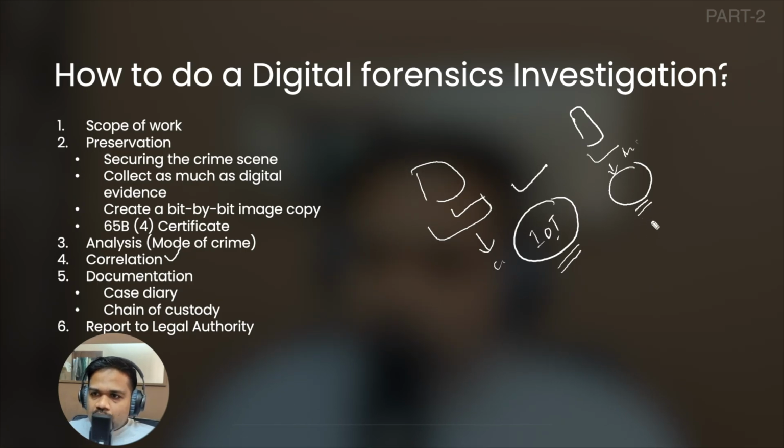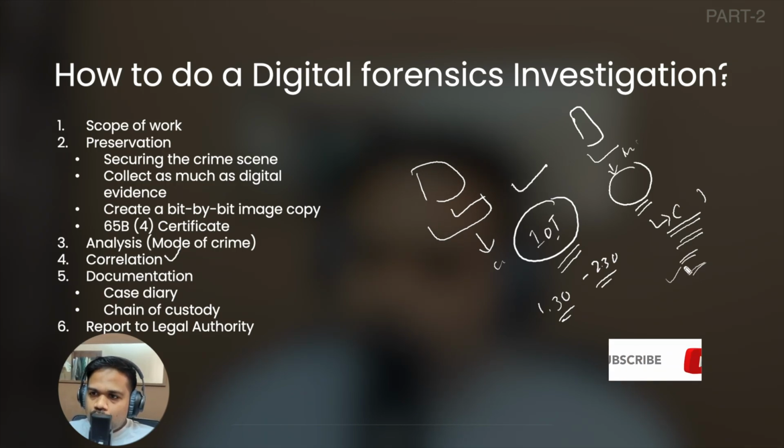Consider he sent some message to somebody at that particular crime time, exactly between 1:30 and 2:30 when the crime happened. What messages did he send, what messages did he or she receive, what calls did he receive, what calls went out of that mobile? Those you have to correlate, and you have to write it down on paper, in your case diary.